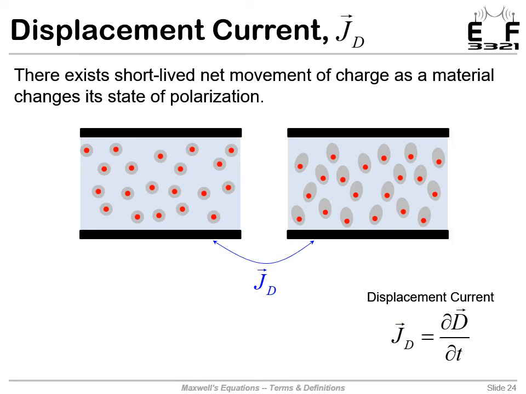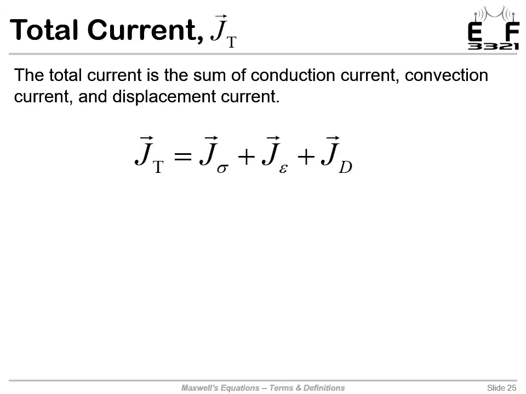Now, clearly, this is very short-lived and probably very small, but it definitely exists. And in fact, this term is the term that Maxwell himself added to Maxwell's equations, which sort of unified everything and predicted waves. So the total current is the sum of the conduction, convection, and displacement current.